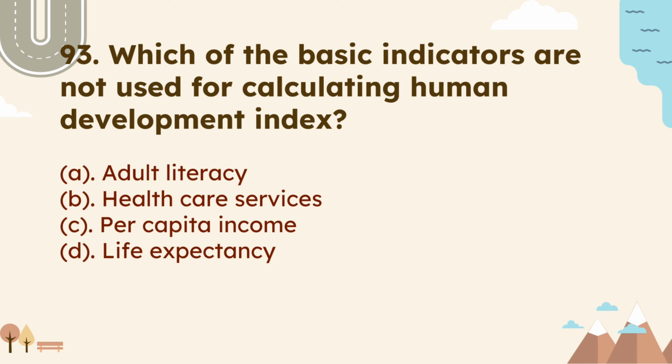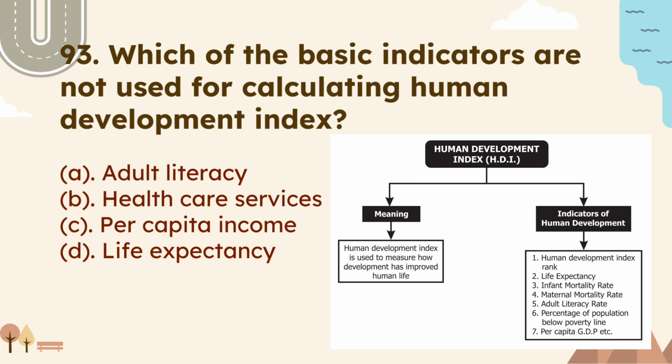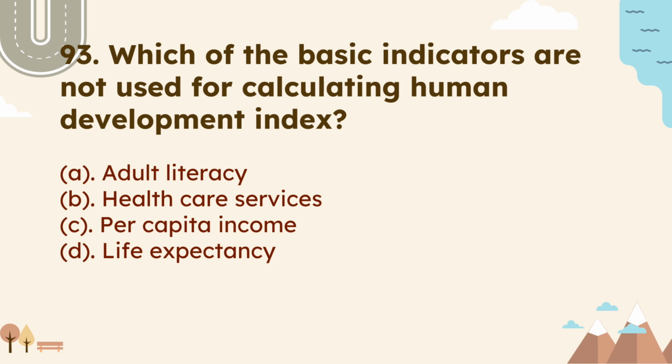Next question is, which of the basic indicators are not used for calculating Human Development Index? So Human Development Index is used to measure how development has improved human life. Its indicators are listed here, but it has 3 basic indicators. First is education or literacy, second is per capita income, and third is life expectancy. So one which is not an indicator of Human Development Index is healthcare services. Therefore the correct answer is option B.